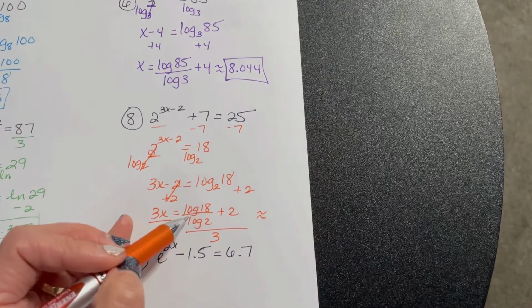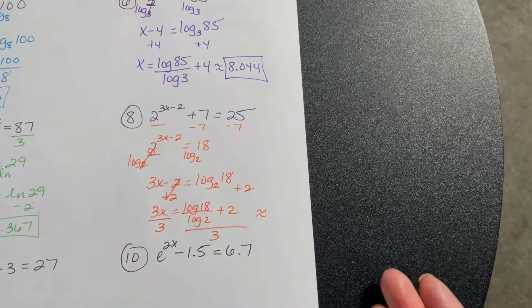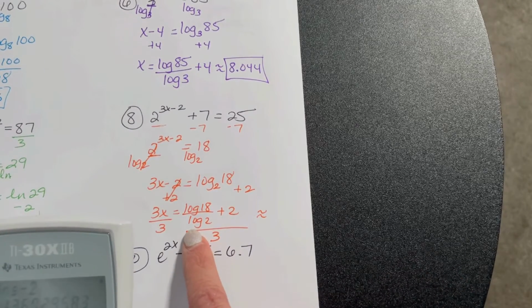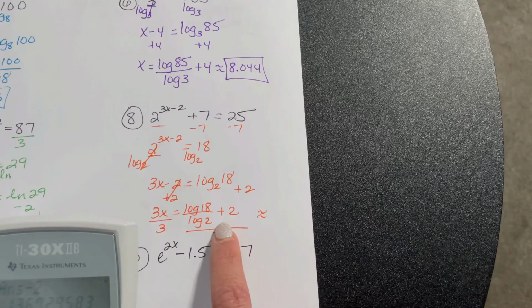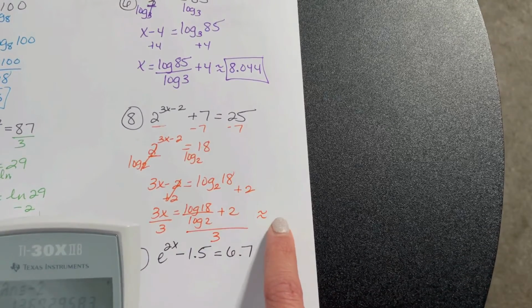So I have to go in order in my calculator. What's nice about this one, like I've been telling you guys, is you get to type it in the way you see it. So I'm going to type this in first. I'm going to hit enter. I'm going to plus 2, hit enter. I'm going to divide by 3, hit enter, and then I'll have my answer.